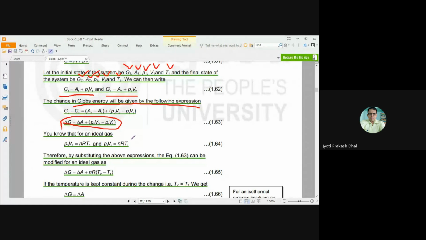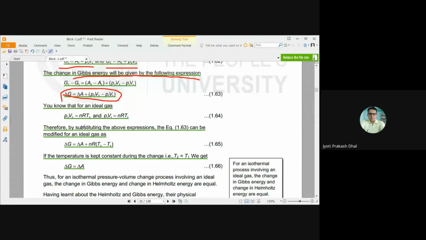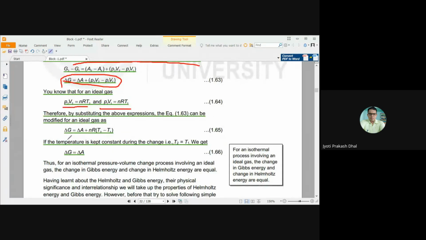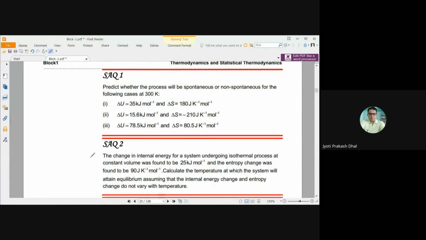And again, from the ideal gas equation, we know that PV equals nRT. So P2V2 equals nRT2, P1V1 equals nRT1. Now putting this value, we can write delta G equals delta A plus nR(T2 minus T1). So if the temperature is kept constant during the change, that is T2 equals T1, we can write delta G equals delta A. So this is the relationship.